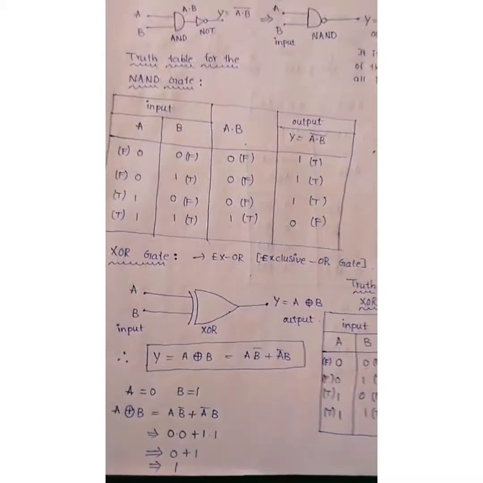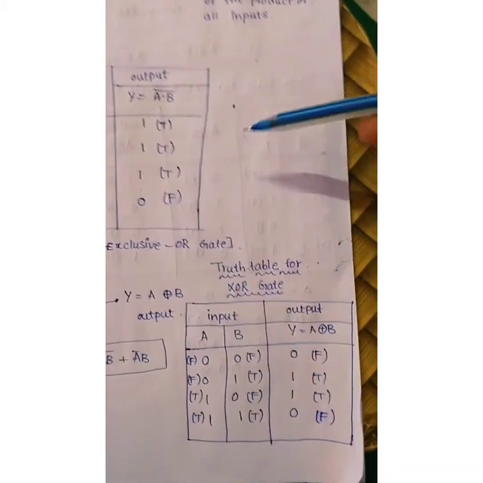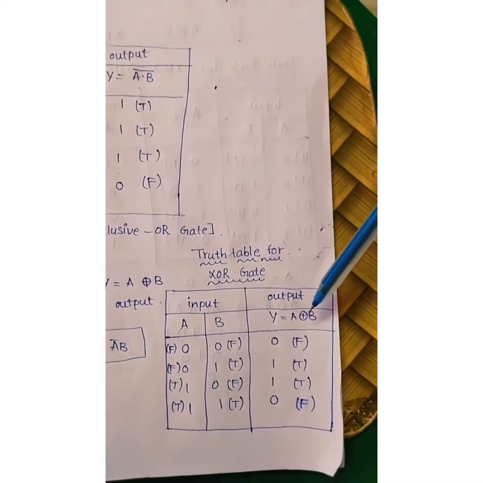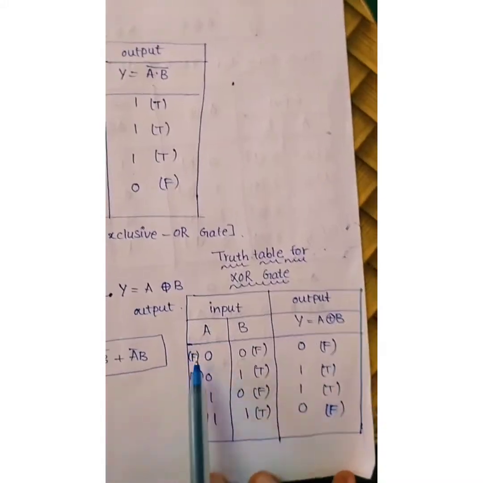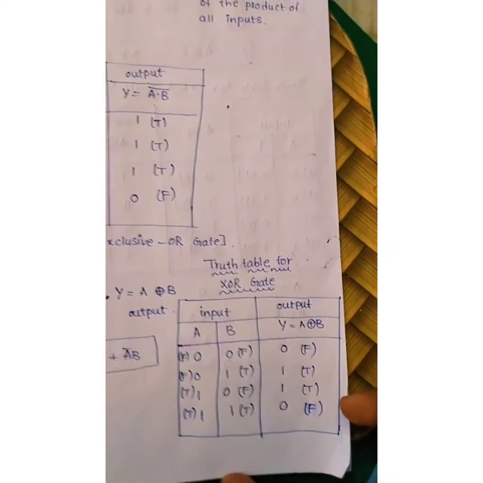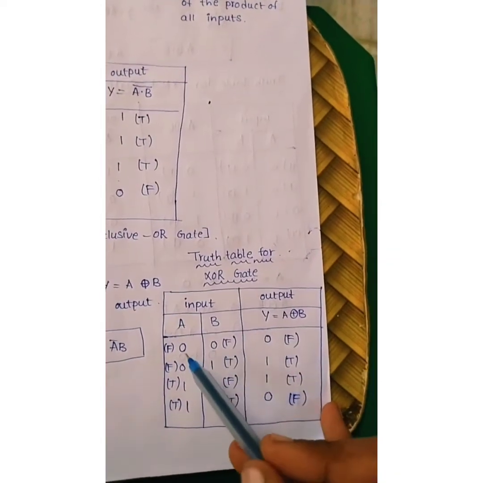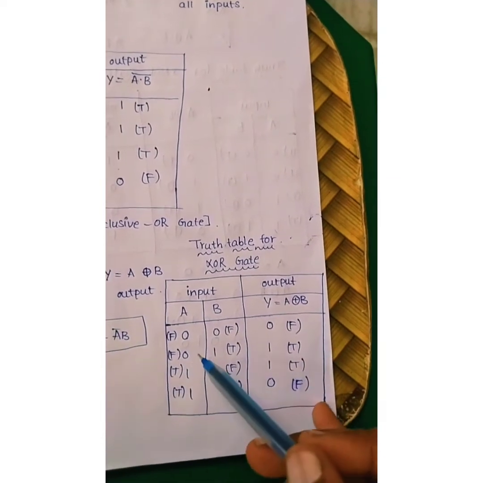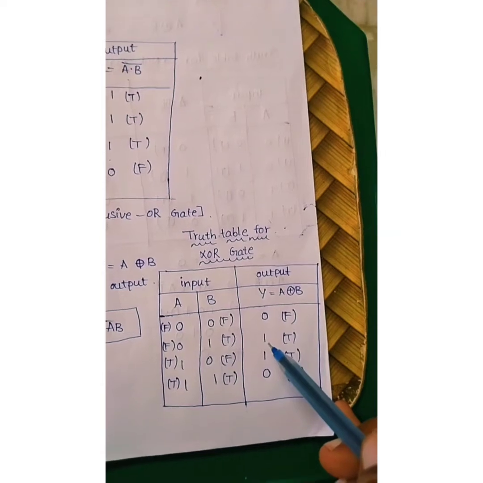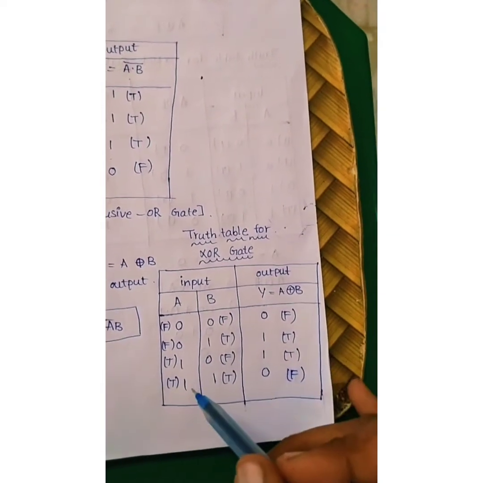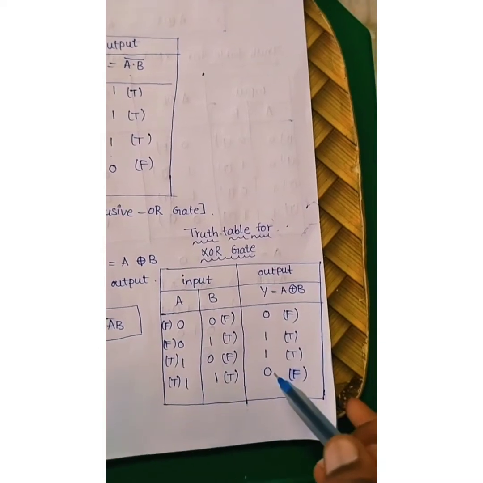Here we see the truth table of the EXOR gate. We take the inputs A and B and the output is Y equal to A XOR B. The inputs are 0 0, 0 1, 1 0, 1 1. Here the input is 0 0 and the output is 0. Input 0 1 gives output 1. Input 1 0 gives output 1. And input 1 1 gives output 0.